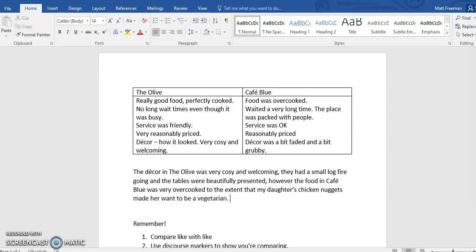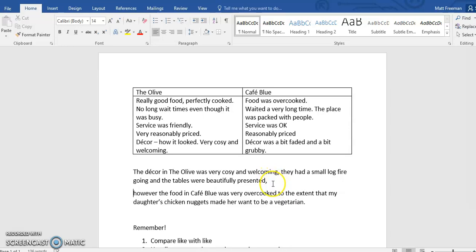You wouldn't have that, because you're not comparing like with like. You're comparing the decor in the Olive to the food being overcooked in the Cafe Blue. That doesn't make sense. Okay? So again, we want to be comparing like with like here. And it gets a bit more complex when you're talking about opinions, and I'll be getting on to that in my next video. But in terms of what's actually happening, it is reasonably straightforward. So what we have instead here is we'll turn this essentially into a couple of comparisons.